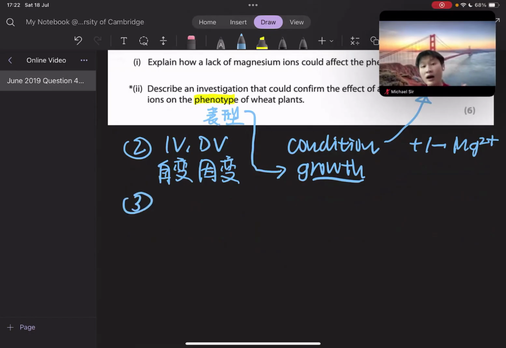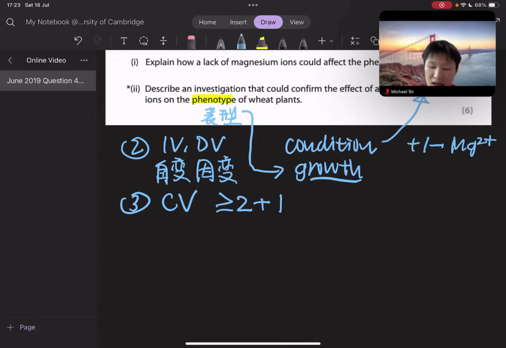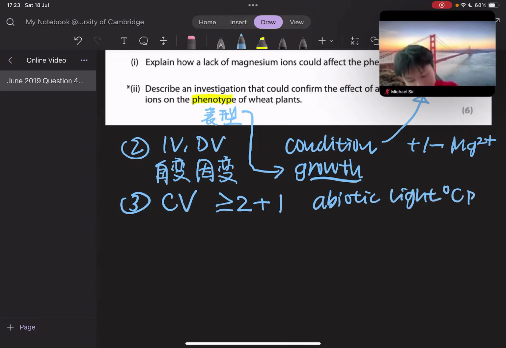After identifying our IV and DV, the third thing to find is the control variables, CV. So what are we controlling? For the sake of the exam, you must have at least 2 variables plus 1 explanation, so details of how you're actually controlling that variable. And why do we need control variables? Because we need to eliminate other effects which affect our DV, in this case the growth of a plant. And what could they be? They could be abiotic factors, like light, like temperature, like pH.